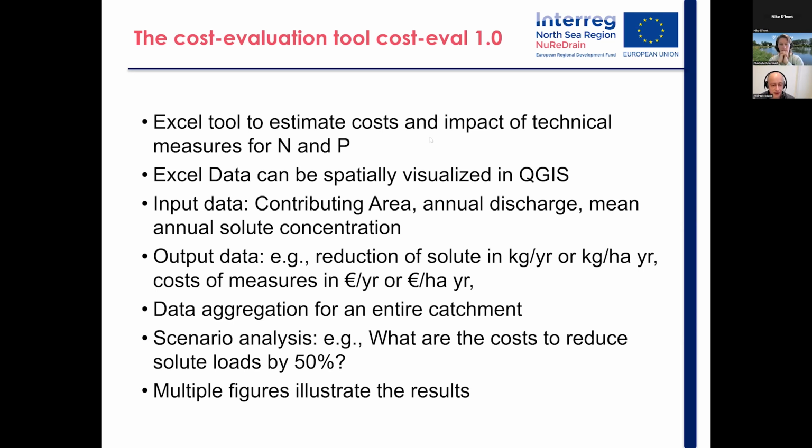The output data are, for example, the reduction of the solute or the pollutant in kilograms per year or in kilograms per hectare and year, and also the costs of the measures in euro per year and also in euro per hectare and year. The data will be aggregated for the entire considered catchment. And what is also important for catchment managers, for instance, is that you can do several scenario analyses. For example, what would be the cost to reduce the solute loads by 50%? And multiple figures will always illustrate the results.